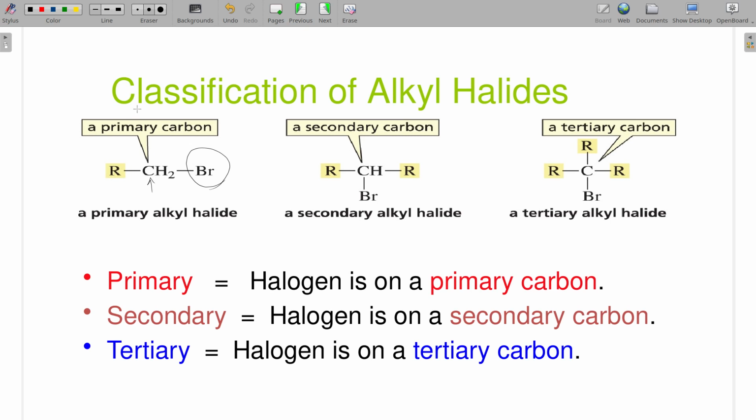So you'd find your halogen, and then you'd look at the very next carbon, and you'd want to know how many carbons it's attached to. If it's attached to 1, it's a primary carbon. If it's attached to 2, it's a secondary. And 3 is a tertiary. And of course there won't be anything more than that because there's only 4 things able to connect to a carbon.